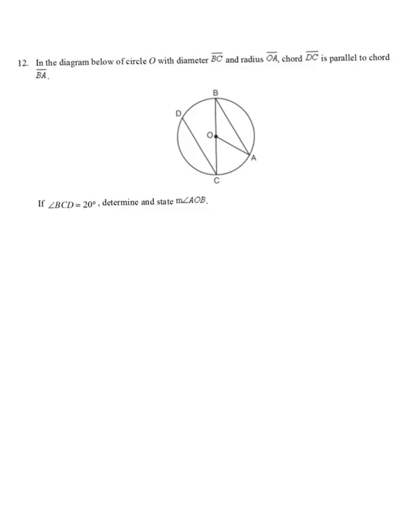Number 12, in the diagram below of circle O with diameter BC and radius OA, chord DC is parallel to chord BA. If the measure of angle BCD is equal to 20 degrees, so I'm going to put that in there, determine and state the measure of angle AOB. So I'm looking for X right here.